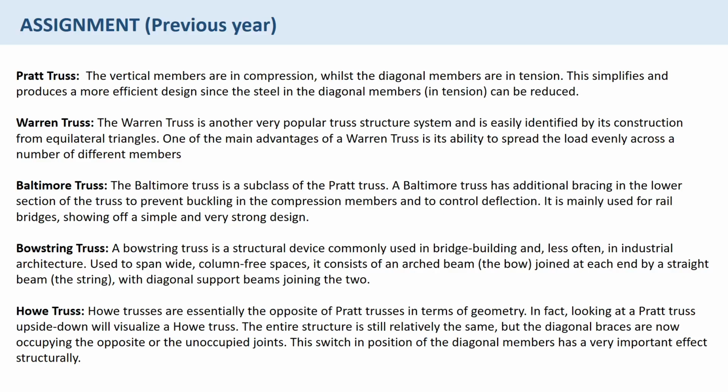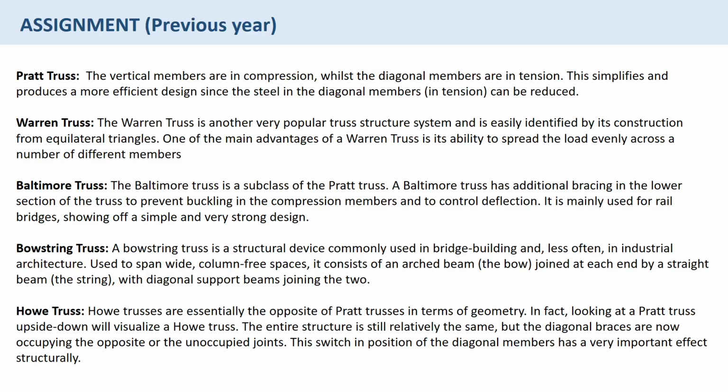Bowstring truss. A bowstring truss is a structural device commonly used in bridge building and less often in industrial architecture. It is used to span wide column-free spaces, and it consists of an arched beam, the bow, joined at each end by a straight beam, the string.